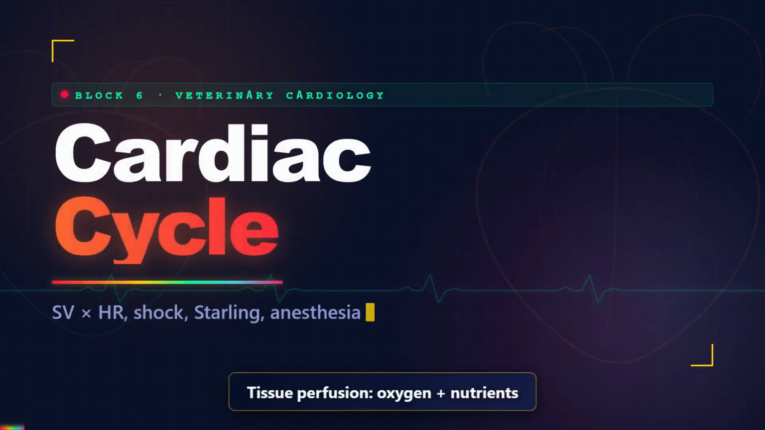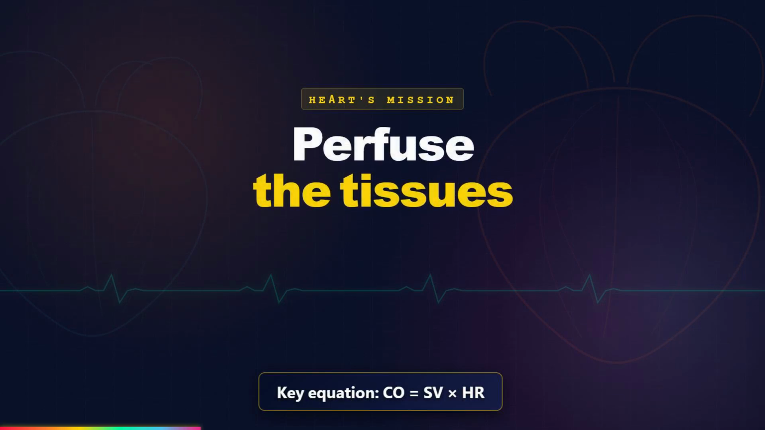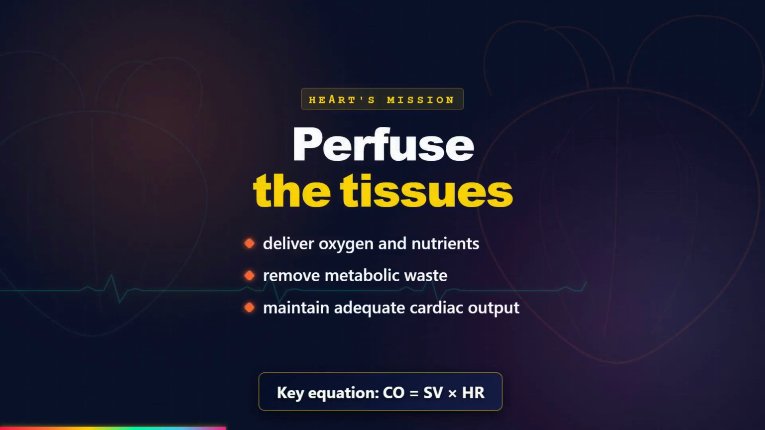Now, fundamental concepts of cardiovascular physiology: heart rate and cardiac output. The heart needs to move the right amount of blood to perfuse tissues with oxygen and nutrients and remove metabolic waste. Fundamental equation: cardiac output equals stroke volume times heart rate. So CO equals SV times HR. Stroke volume is how much blood leaves per systole. Heart rate is how many times the heart contracts per minute.